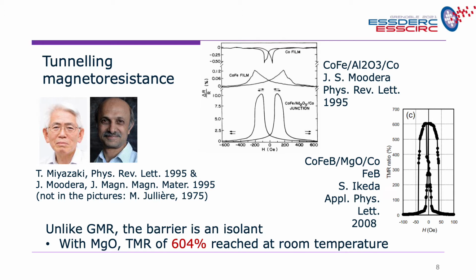Miyazaki and Moodera, interestingly, both in 1995, in two different places, discovered the tunneling magnetoresistance. However, as you can see, there is another paper from 1975 from Julliere, whom we don't know much about, and they actually suggested tunneling magnetoresistance around 20 years before that.